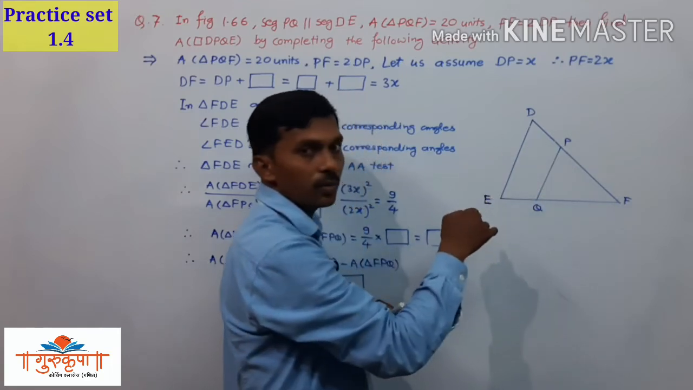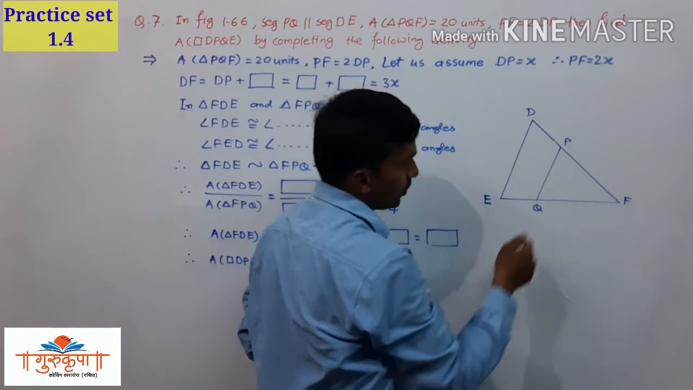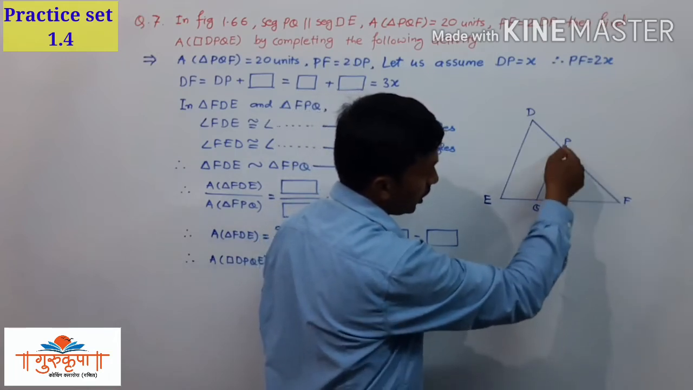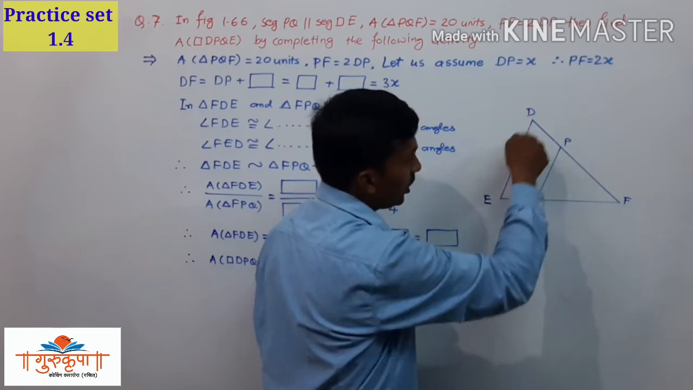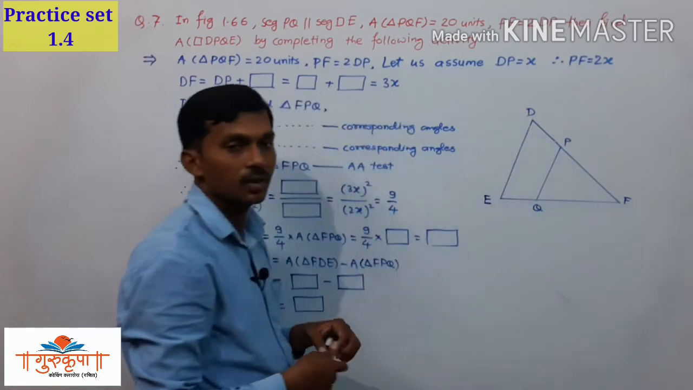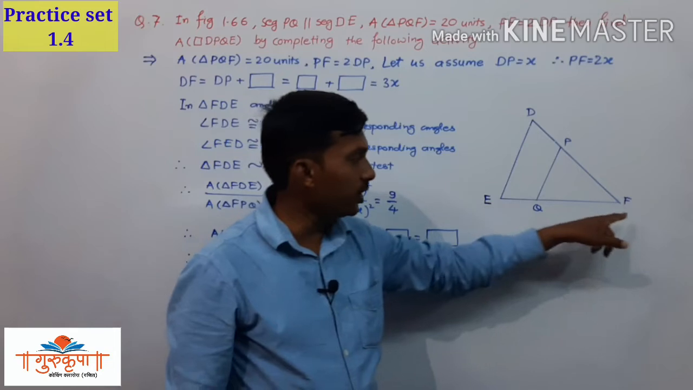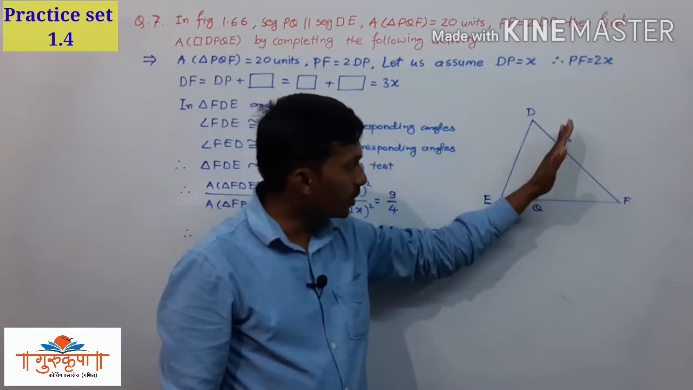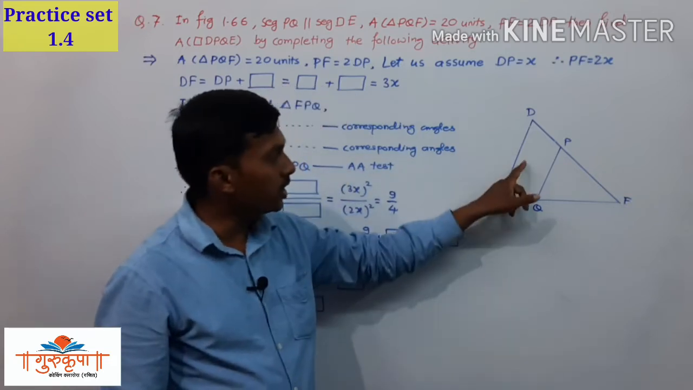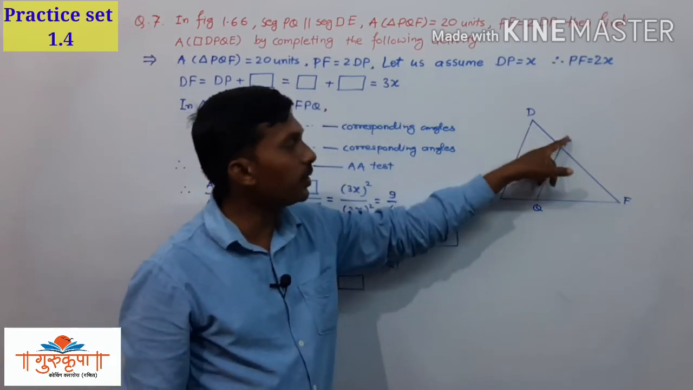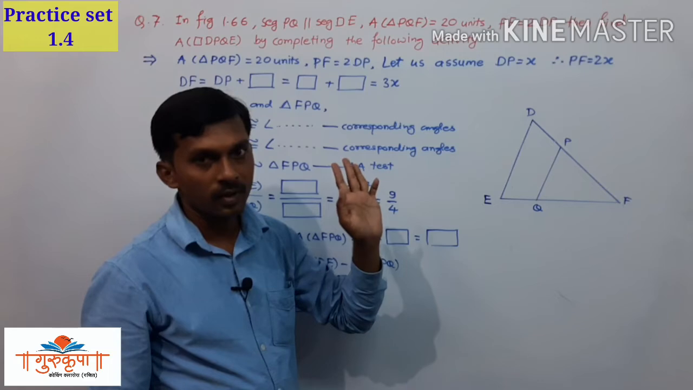So for that, what do we have to do? We have to subtract the area of the smaller triangle PQF, or PFQ, from the bigger triangle DEF. From this bigger triangle DEF, we have to subtract this part, that is the area of triangle PFQ, to get the area of quadrilateral DPQE.